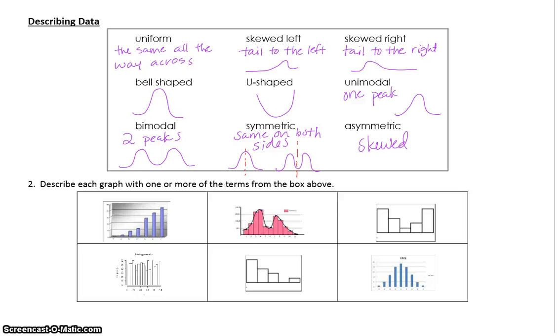But if we look at the graphs below, it says describe each graph with one or more terms from the boxes above. If you look at the first one, and I'm going to kind of draw on it, it looks like there's a tail to the left. So I'm going to say that this one is skewed left. And the one right below it, it's almost the same all the way across. So I'm going to call this one uniform.